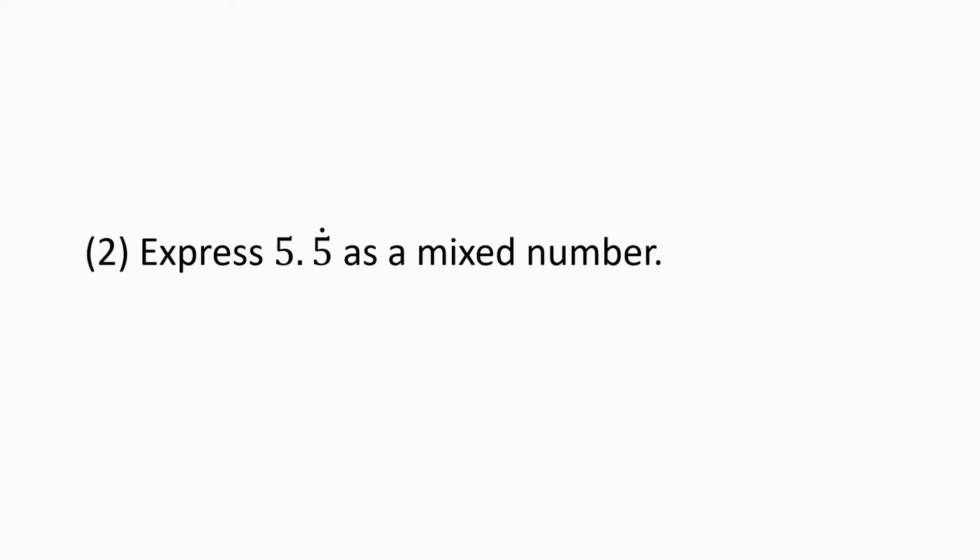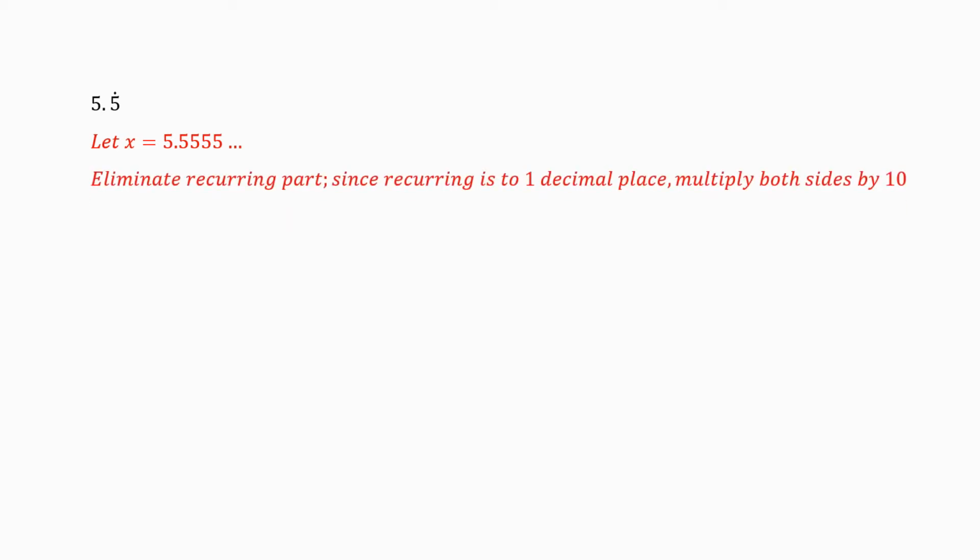Question 2. Express 5.5 recurring as a mixed number. So the 5 after the decimal is the recurring number. We are supposed to express it as a mixed number. So the first step is we shall let our given expression be x. So x is 5.555 because 5 is recurring. Then we need to eliminate the recurring part, and since the recurring is to 1 decimal place, we shall multiply both sides by 10.